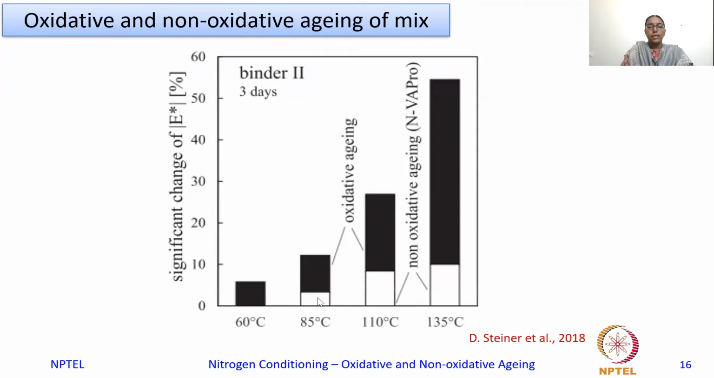We can see that at 85 degrees, the white colored box shows the non-oxidative aging, which was captured from the aging done under nitrogen conditioning, and the black box indicates the oxidative aging. So we can see here the non-oxidative aging happens only after 85 degrees Celsius, whereas the effect of oxidative aging is very substantially higher as compared to the non-oxidative aging, especially at higher temperatures of 135 degrees Celsius.